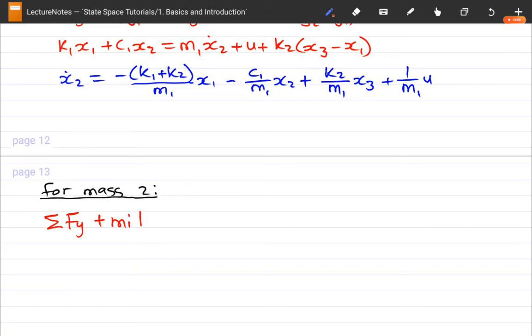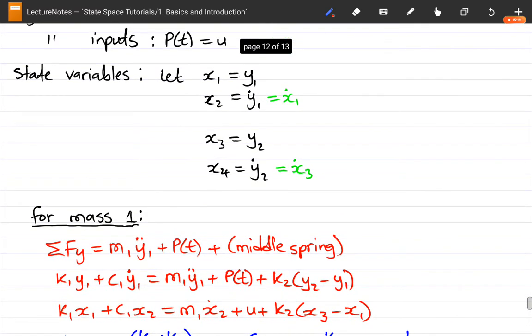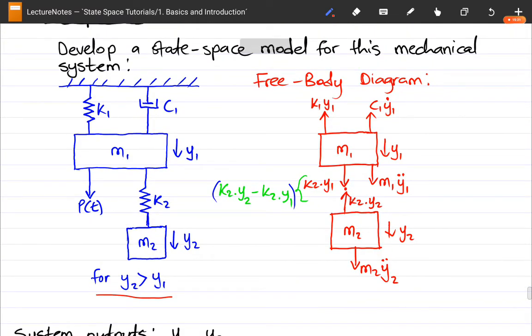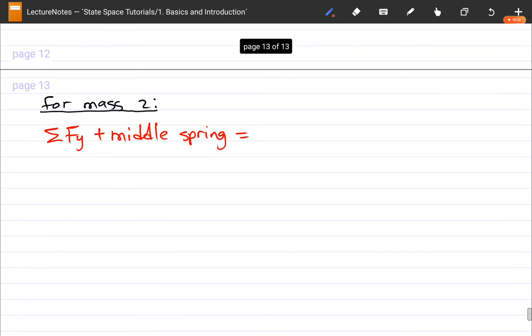Plus the middle spring. So now you'll notice that the middle spring is being added on the left hand side, because now for this force, it's acting upwards. It's not acting for the first one. It was on the right hand side because it was acting downwards on the first mass, but on the second mass it's acting upwards, so it's going to fall part of that. Okay, so we just have one thing acting downwards, which is just the weight of the mass.